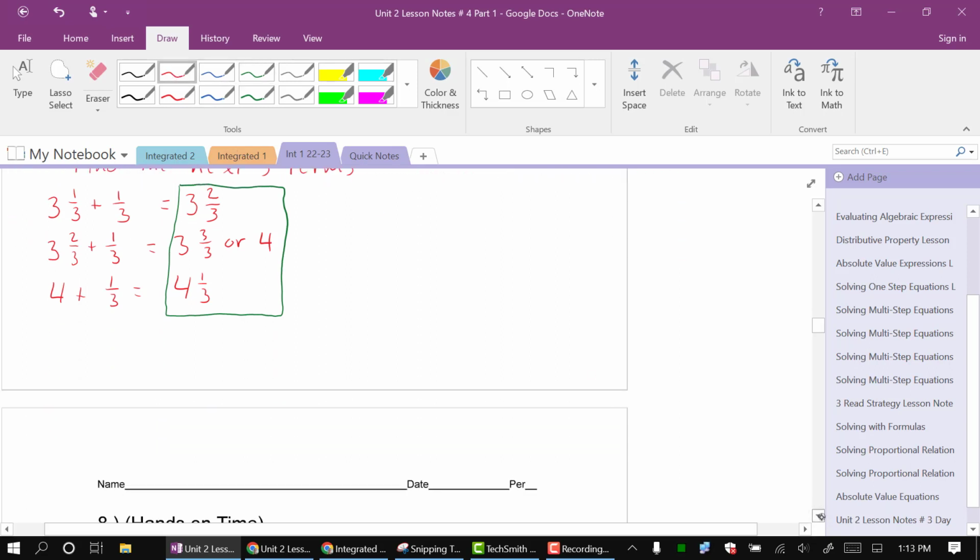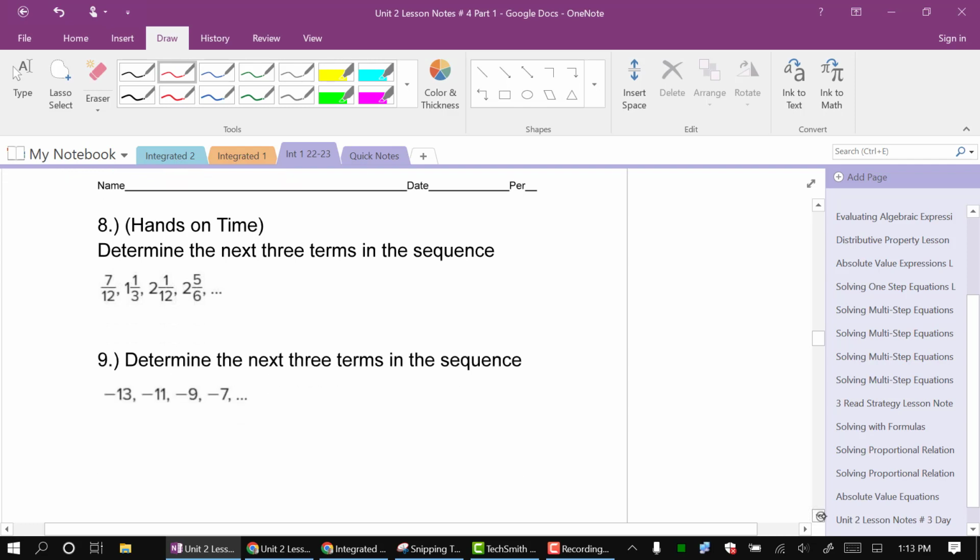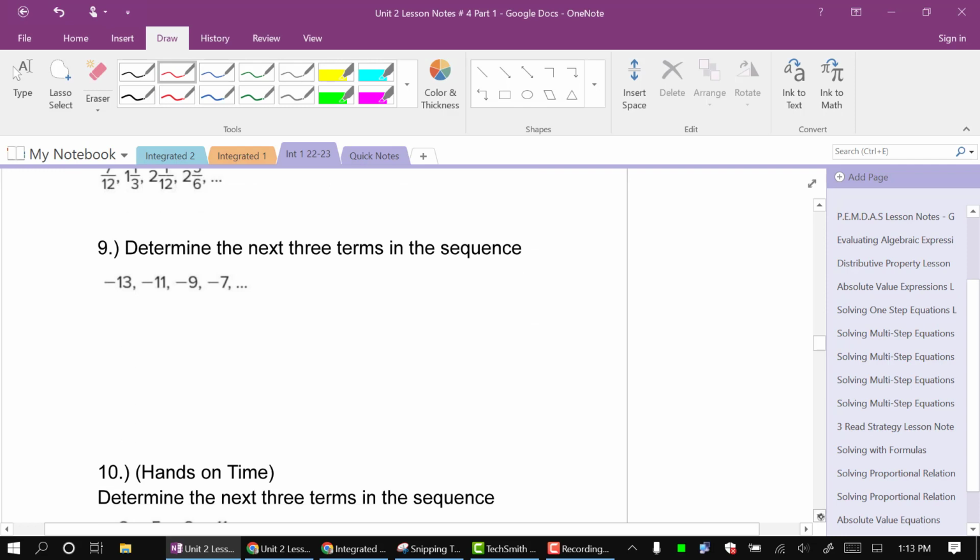Go ahead and pause the video and give your hand a try at number 8. Hopefully you're able to solve number 8. Let's take a look at number 9.